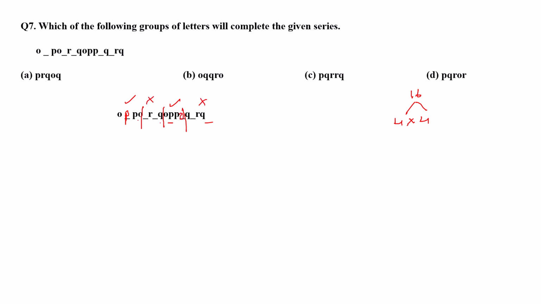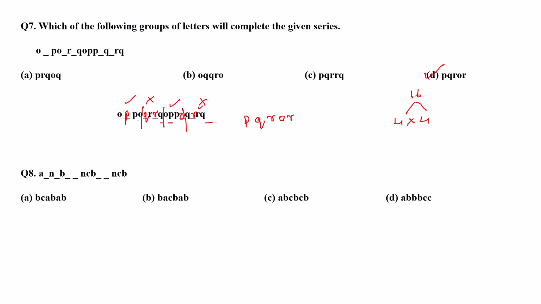It ends with Q, so here also Q. Next, before Q here is R, so here also you have to fill R, and before R again R is there, so here you have to fill R. It begins with Q, so here will be Q. So you are filling P, Q, R, Q, R, isn't it? So D is the correct option.